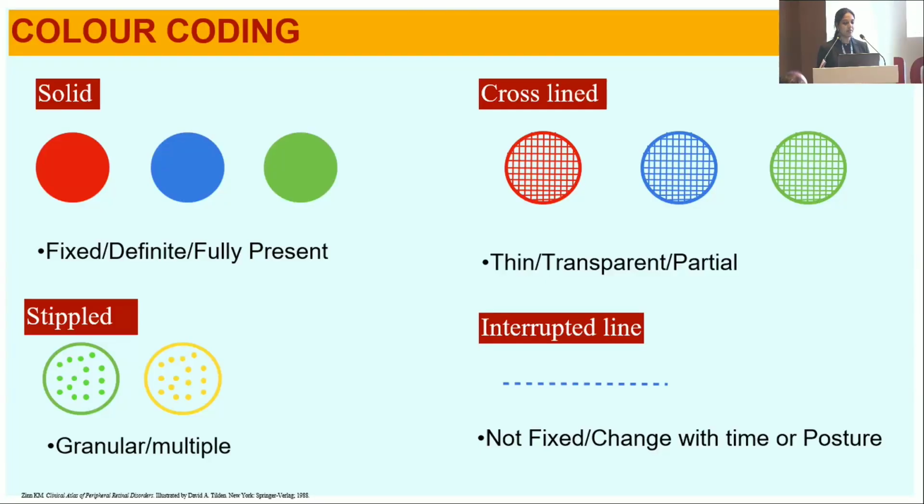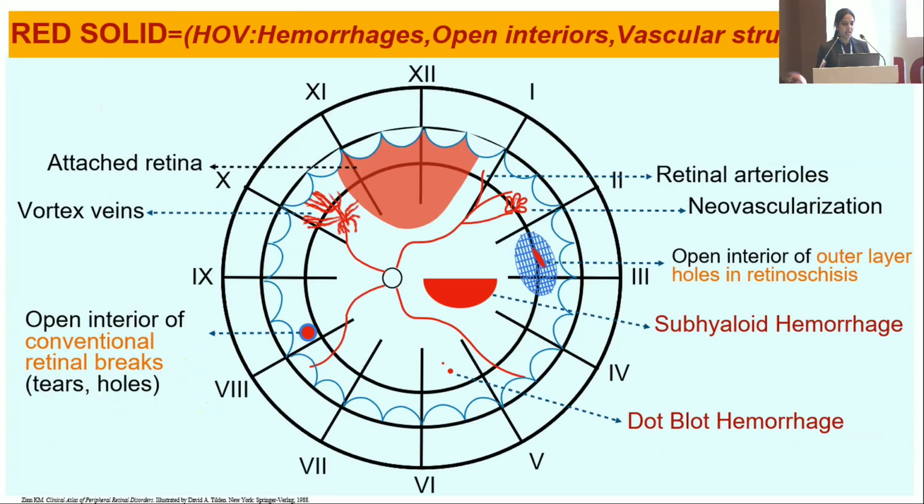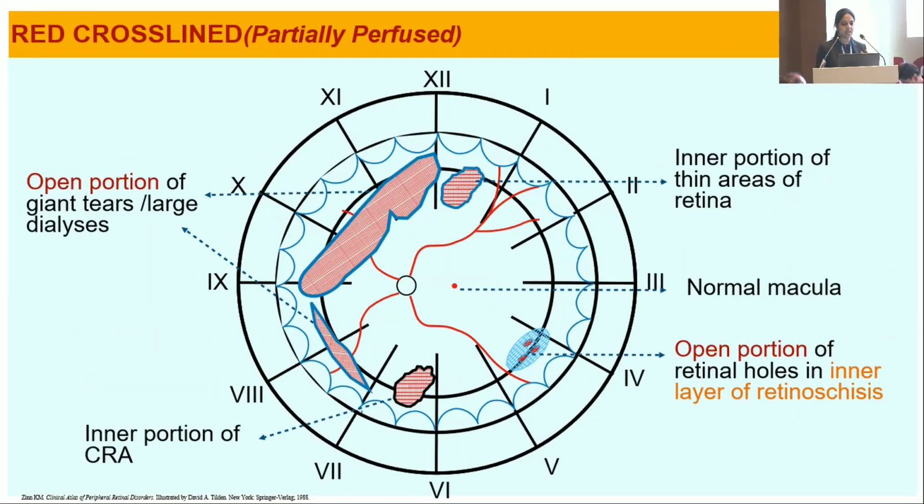Coming to solid, it means fixed, definite and fully present, and crossline represents thin, transparent and partial. The stipple represents granular and multiple. Interrupted line represents not fixed and changes with time or posture. The red solid represents hemorrhages, open interiors of retinal breaks and holes in retinoschisis and vascular structures. The red crossline represents partially perfused structures like the open portion of the giant tears.